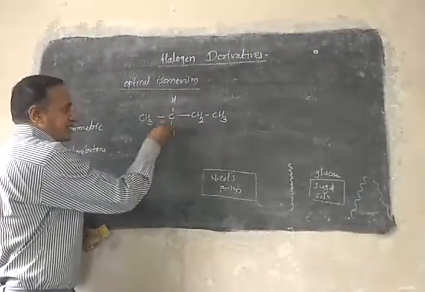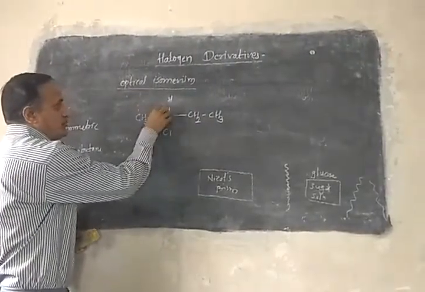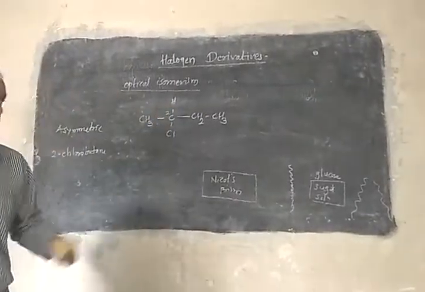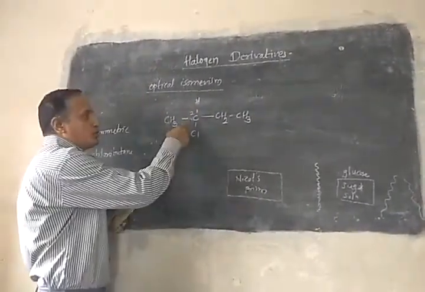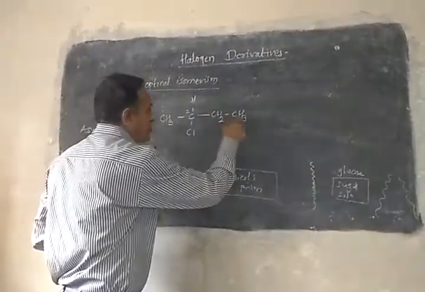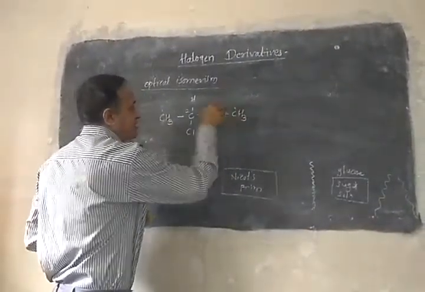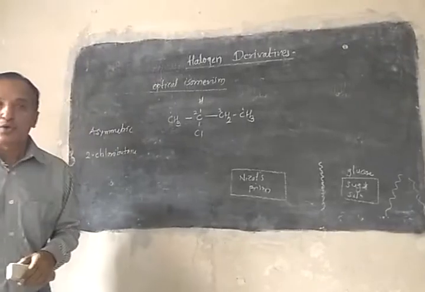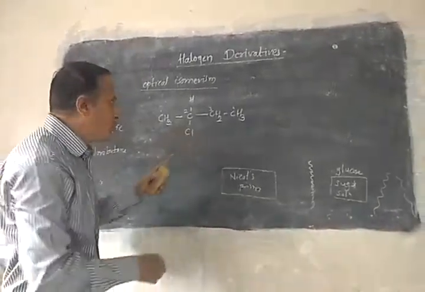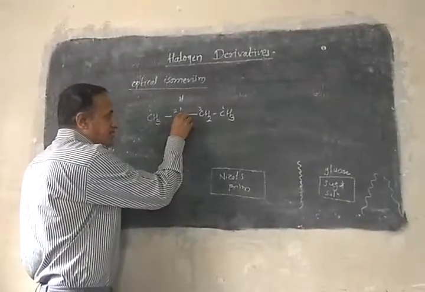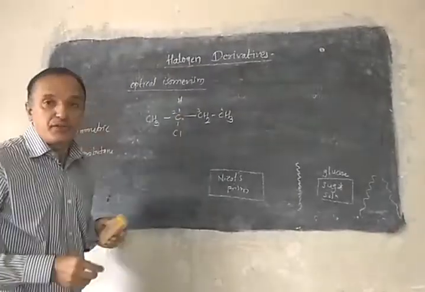According to the IUPAC name, the second carbon bears the chlorine, so it is 2-chloro, and there are 4 carbon atoms in the chain, so it is called 2-chlorobutane. In 2-chlorobutane, the second carbon bears the chlorine.